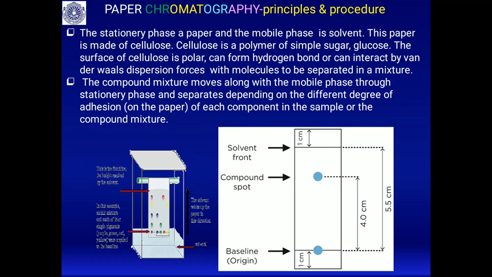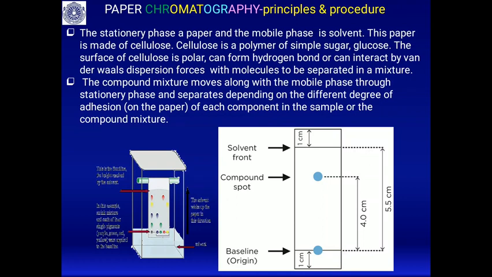So in paper chromatography, the stationary phase is the paper, and the mobile phase is the solvent. The paper is the stationary phase, and it is made out of cellulose. You know that cellulose is a polymer of a simple sugar, glucose.